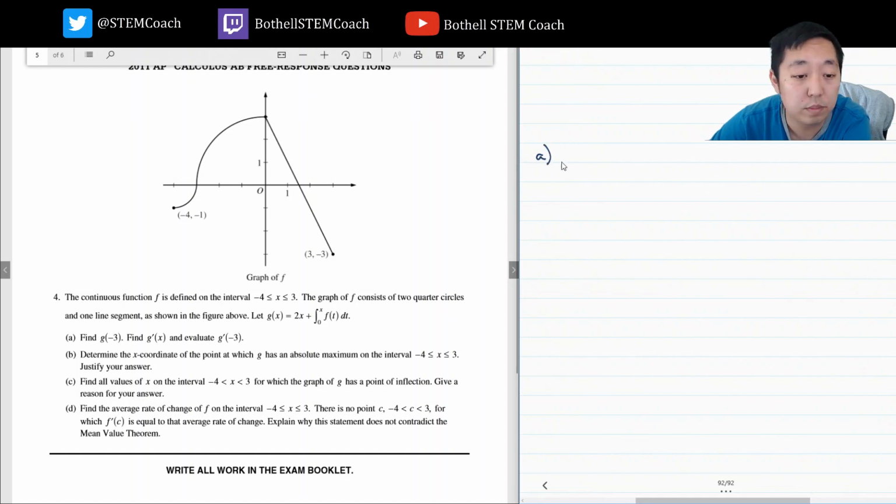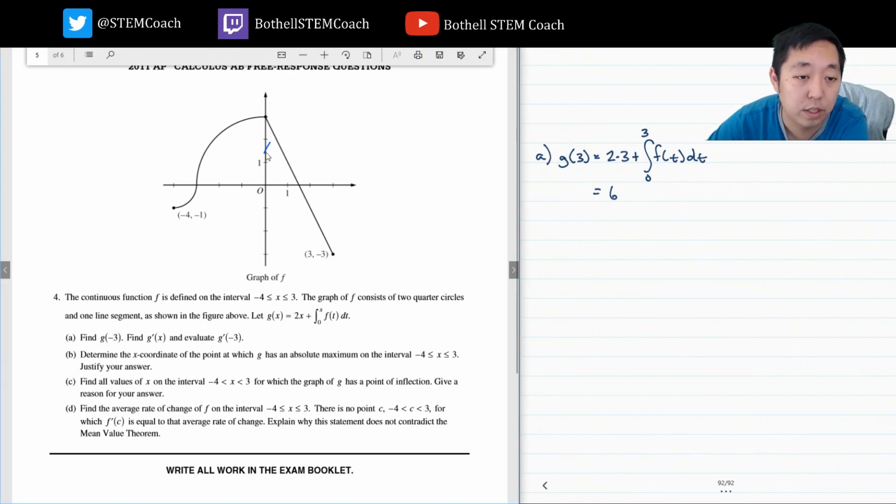So g of 3 is given by this equation: 2 times 3 plus the integral from 0 to 3 of f of t dt. So this part is 6. This part is an integral. It's the area between 0 and 3 here, so I have to look at the area under the curve. Let's look at what this area is.